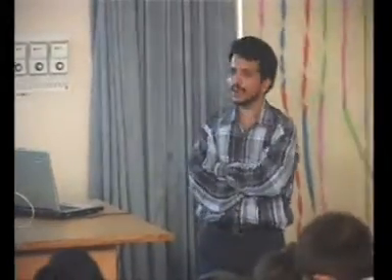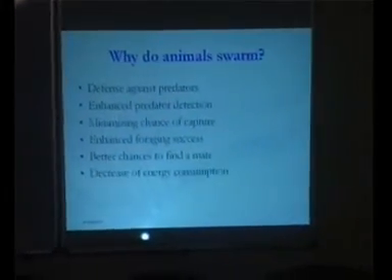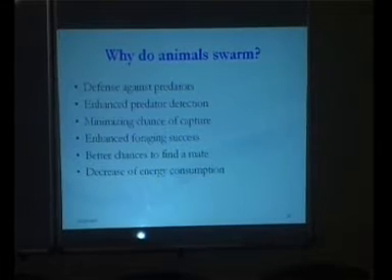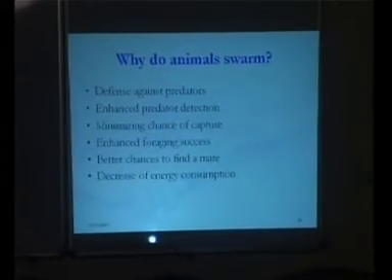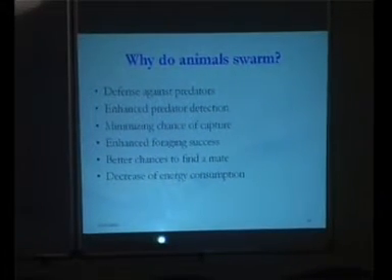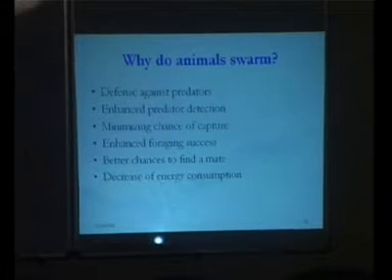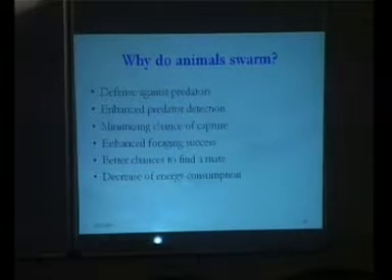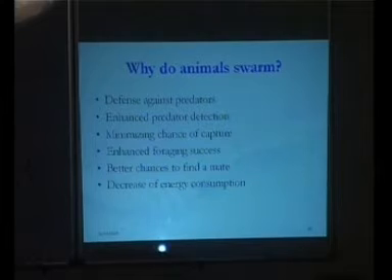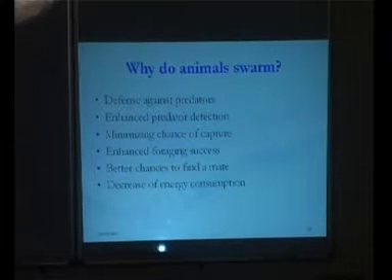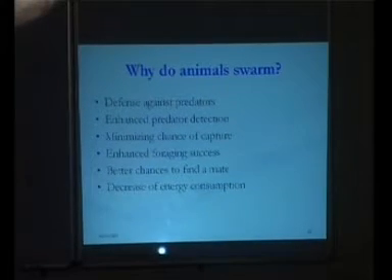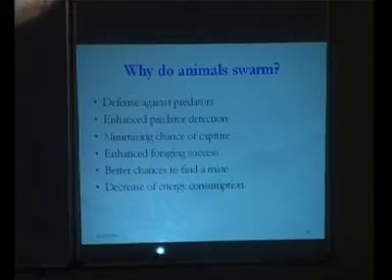Now this question: why do the animals swarm? The animals swarm from one point to another. Already I have told you, either it is a group of fish or a group of birds. They swarm either for defense, in search of food, or in search of a better chance to find a great degree of energy consumption. So there are certain motives. These motives are the optimization motives. For that motive, they try to move from one place to another.